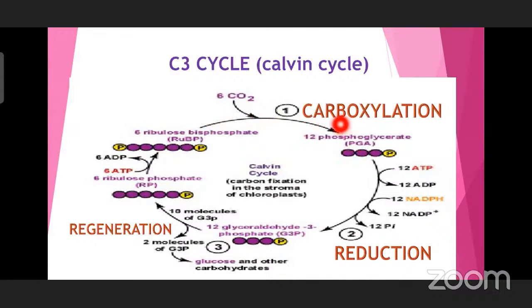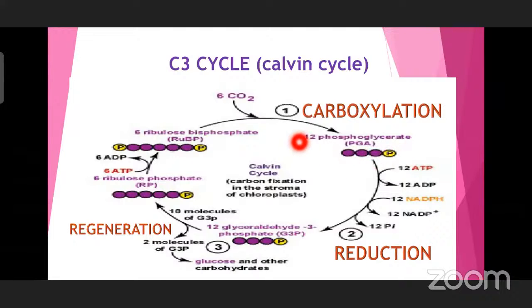So here finally what will happen, carboxylation means when RUBP and carbon dioxide combine, it happens in the presence of an enzyme here, Rubisco enzyme. Rubisco, that is ribulose bisphosphate carboxylase oxygenase. Carboxylase means when carbon dioxide is combining with RUBP, it is carboxylation. That means CO2 and RUBP are going to combine and carboxylation takes place, and it results in the formation of 12 molecules of phosphoglycerate.